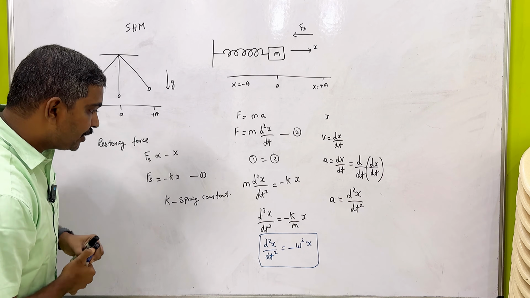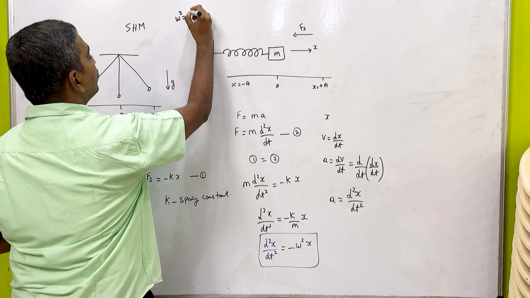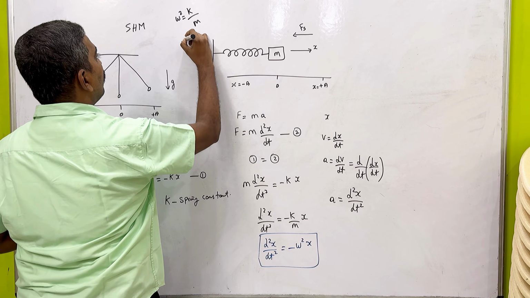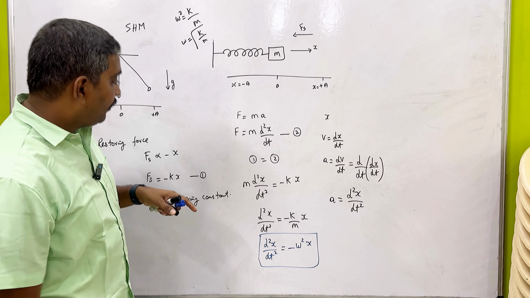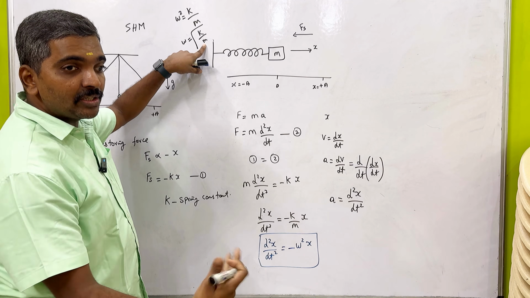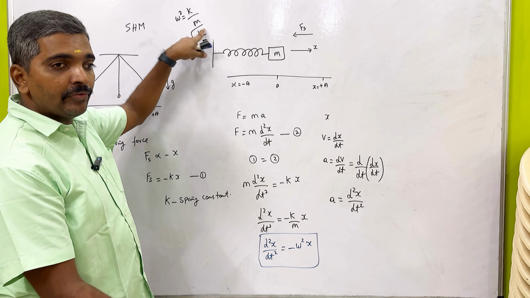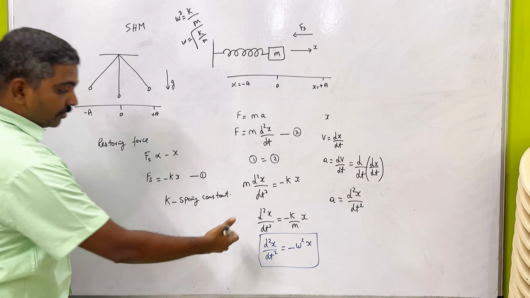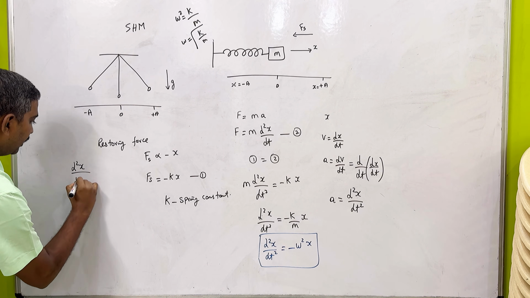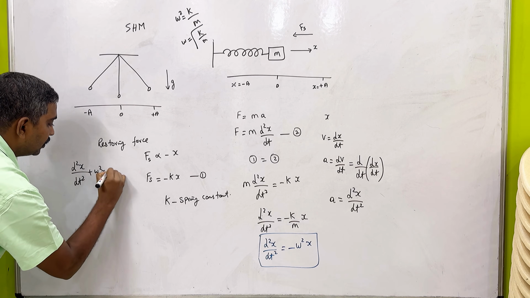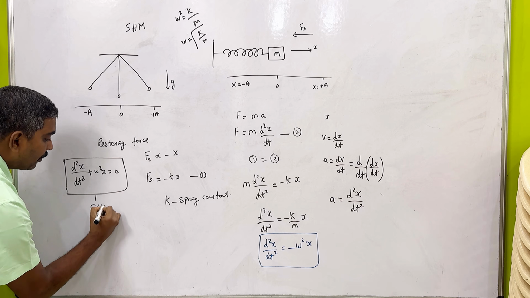So what is my omega here? Omega square equals k by m. Therefore omega is equal to square root of k by m. In case the mass of the system increases, your angular frequency decreases. If the elasticity of the material increases, omega also increases. So from this equation I can write d square x by dt square plus omega square x is equal to 0. This is the condition for simple harmonic motion.